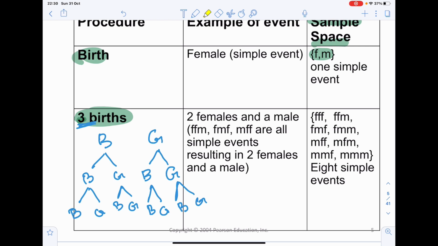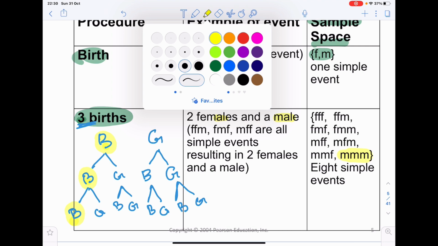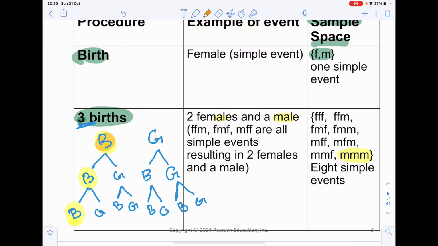For the first possible 3 births, I might have a boy in the first child, a boy in the second, and a boy in the third. Of course, here they put them as female and male. So I might have boy, boy, boy, or male, male, male, which is this one. Another possible choice: boy, boy, and the third one girl. So B, B, G, or male, male, female, which is MMF, which is this one.